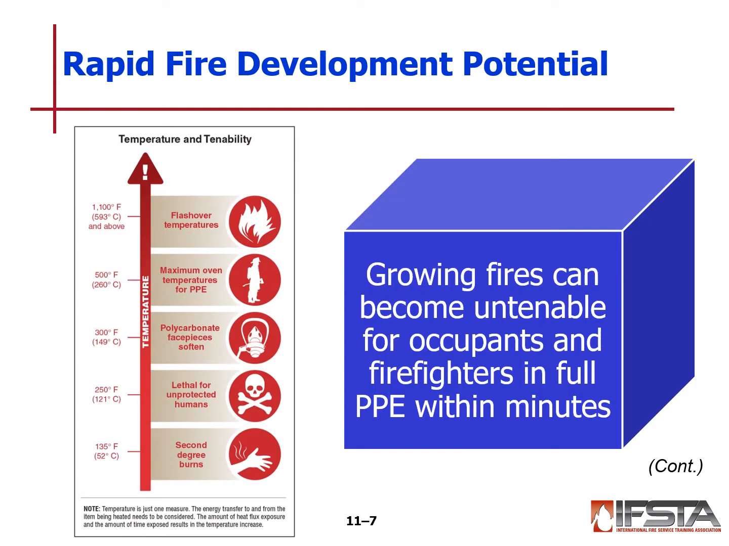Rapid growth. We know that fire nearly doubles every minute or so. Growing fires can become untenable for the occupants if there are folks trapped inside, and it can become untenable for us with our full PPE on within minutes. So by inadvertently breaking out glass, for example a window, and creating some ventilation, we think in theory we're doing good for the situation, but then we realize we completed the path and we let a lot more air in, and it lit up everything from one opening to the other.